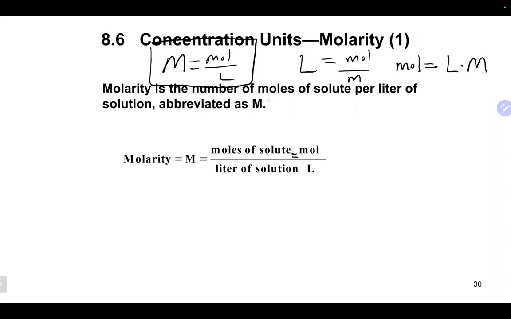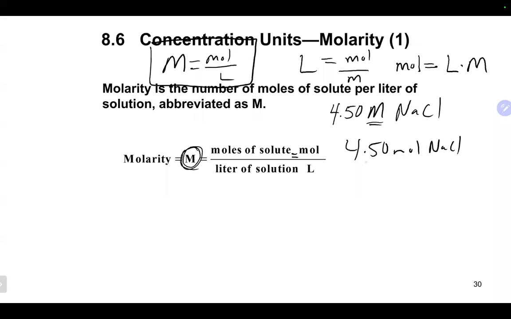Now, I highly recommend you get rid of the big M when you're using it in a calculation. So if you had something that was 4.5 molar, which is how you refer to that big M, sodium chloride, that is basically the same thing as saying you have 4.5 moles of sodium chloride per liter of solution. So the number always stays with the moles part, and it's always 1 liter in terms of molarity.